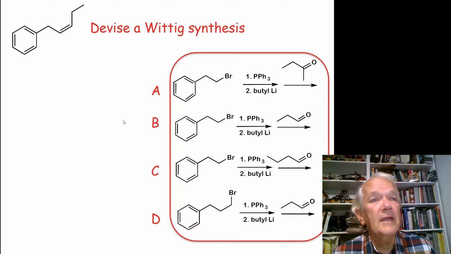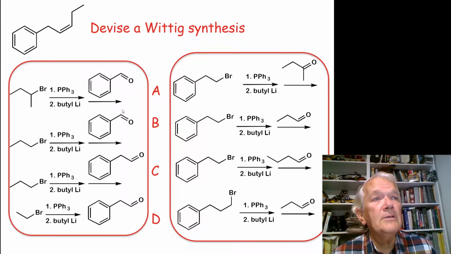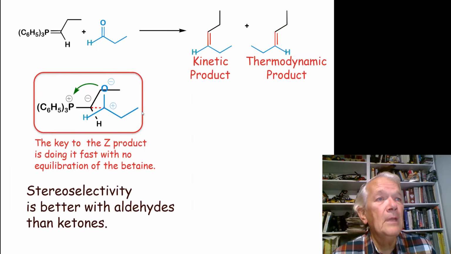So I hope you figured that out. Okay, so the nice thing is you can always look at a Wittig coming from either direction. It just depends which set of starting materials you can put together easier. Okay, what about this business of getting the thermodynamic product? Well, thermodynamic product means you want to go to equilibrium.